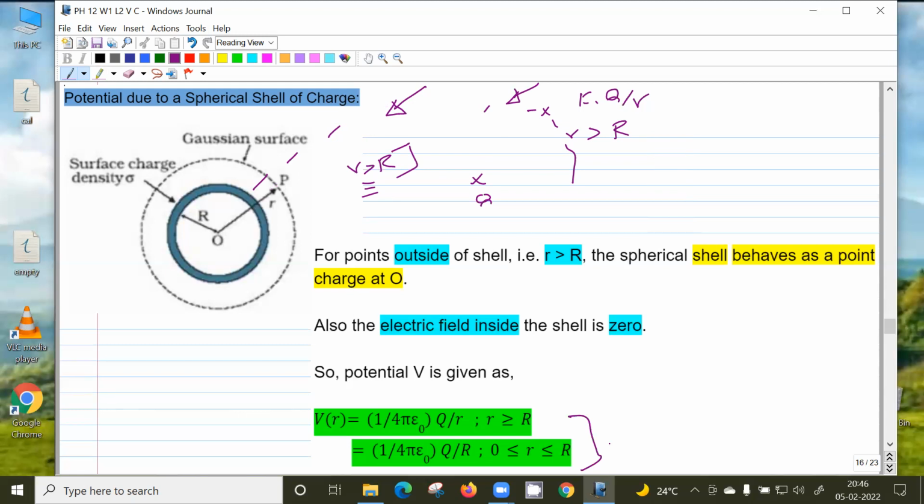We are getting this by a simple argument. Is it clear?